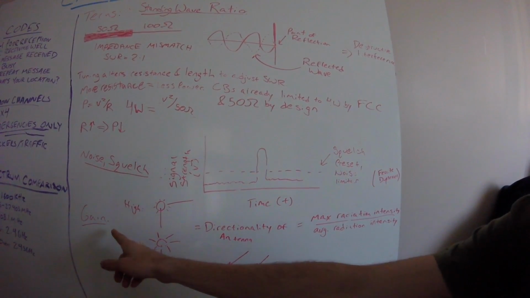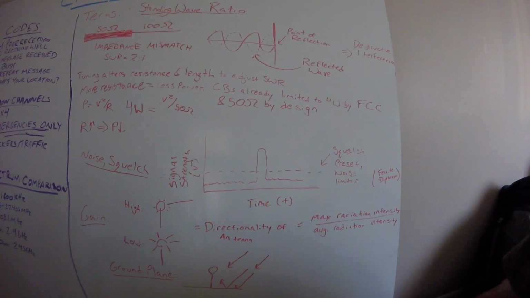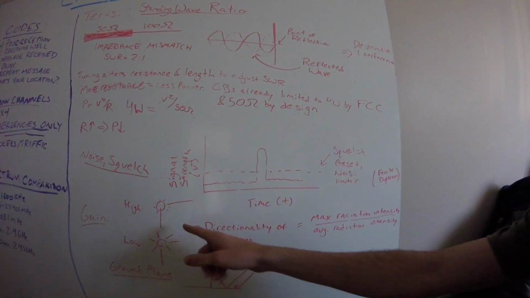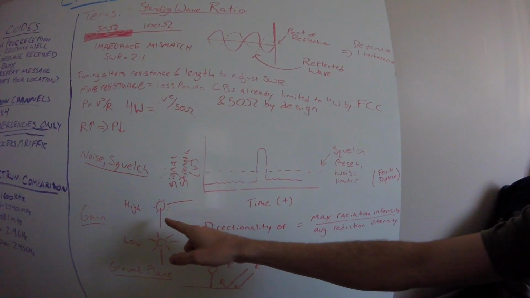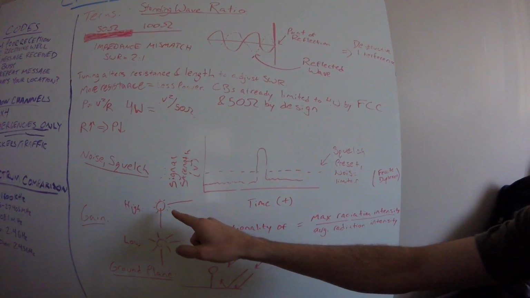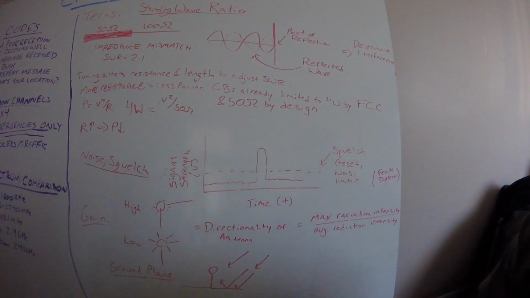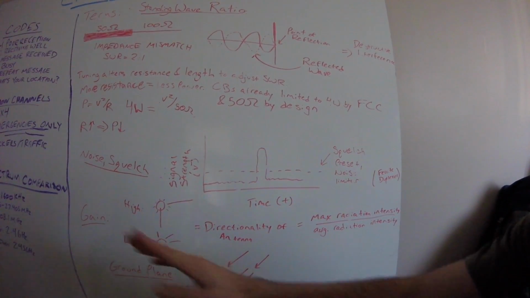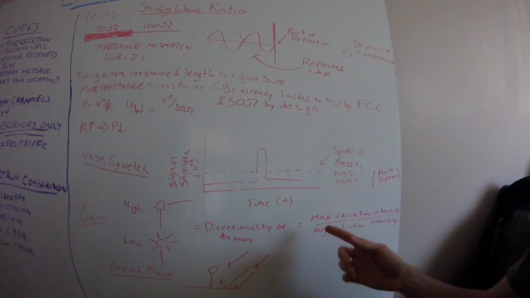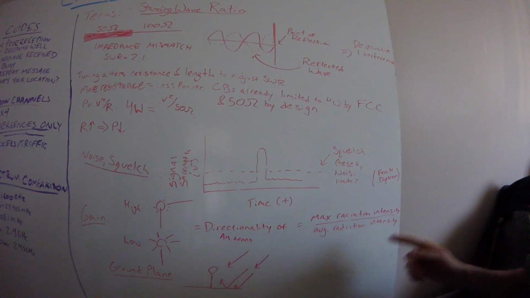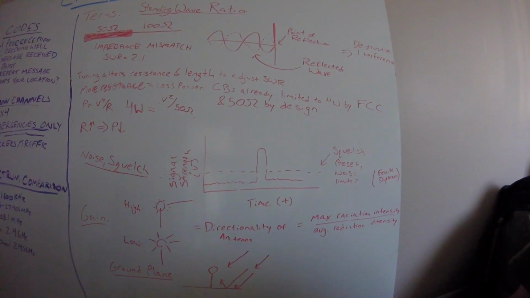So moving on, gain is another term. This is the directionality of your antenna. So a quick picture to help you understand that. A high gain antenna, if this little thing right here is the antenna, is very focused in where it's emitting its radiation. And a low directional antenna will just emit it equally in all directions. So you can calculate that with your maximum radiation intensity over your average radiation intensity.